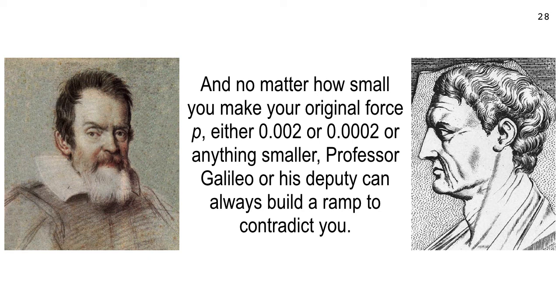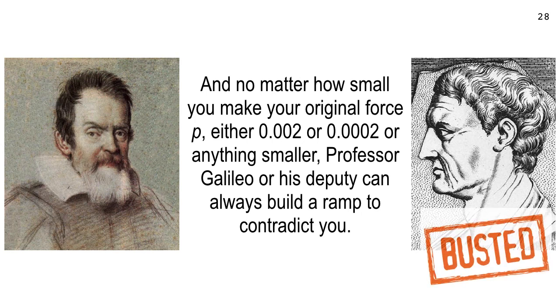And so Aristotle could go, okay, all right, I got it. Well, let's just make it a little smaller, 0.0002. And Galileo could say, come on, I gotcha. No matter what you propose, any positive number for any object, he can always build a ramp that corresponds to that force, which means that a perfectly horizontal surface, in other words, not a ramp, perfectly flat, corresponds to zero force. And that busted Aristotle. Now, as I said, if Aristotle were alive at the time, he would have said, good job.